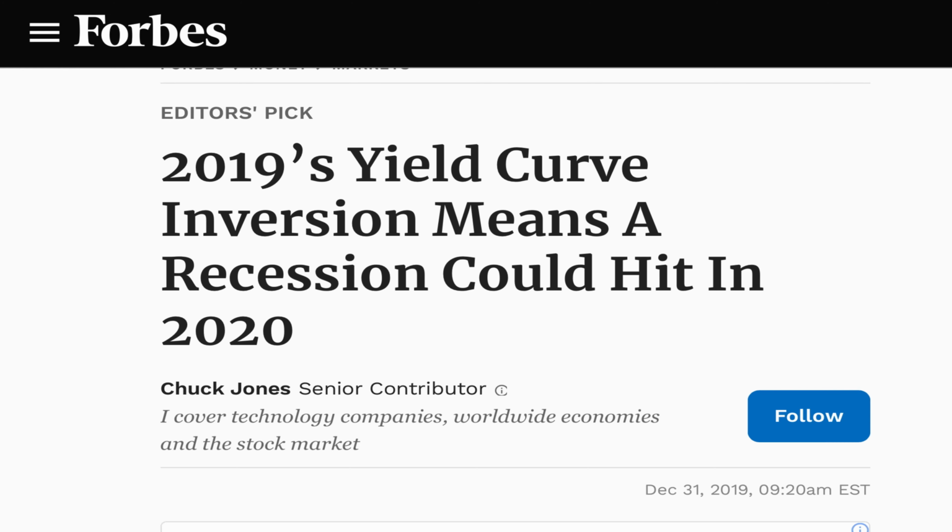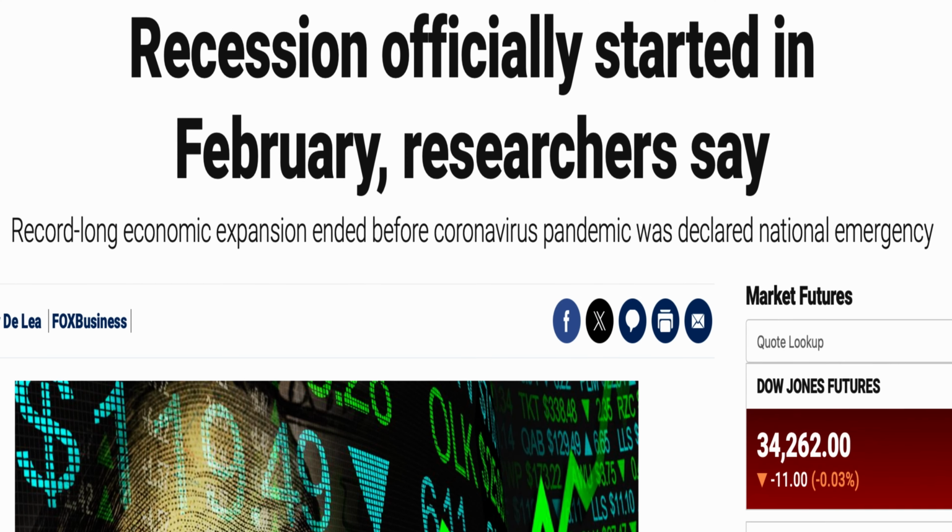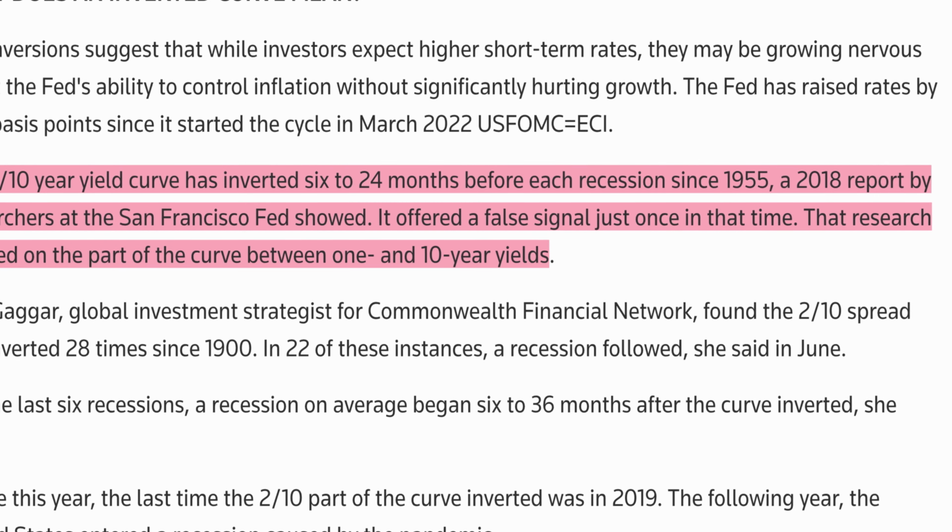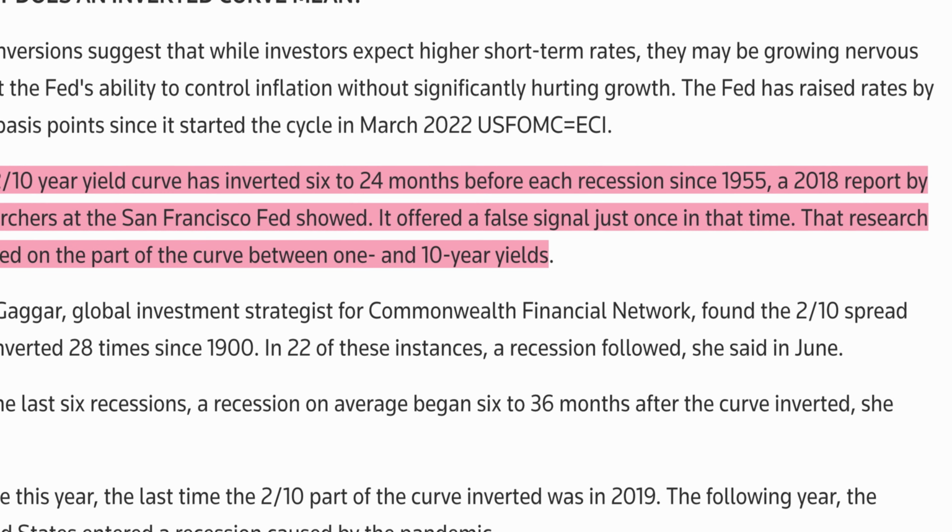The last time the yield curve inverted was in May 2019. And in February 2020, the US entered a recession. Granted, it only lasted 2 months thanks to the Fed printing trillions of dollars. In fact, the 2 and 10-year yield curve has acted like a crystal ball before every recession since 1955, with one exception where it offered a false signal.